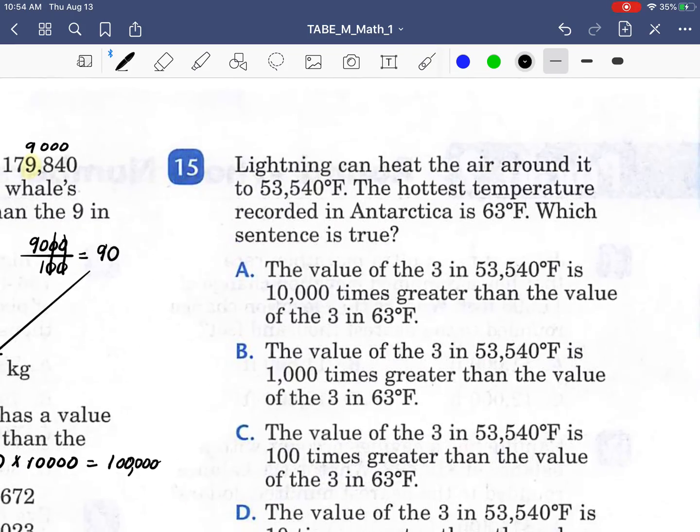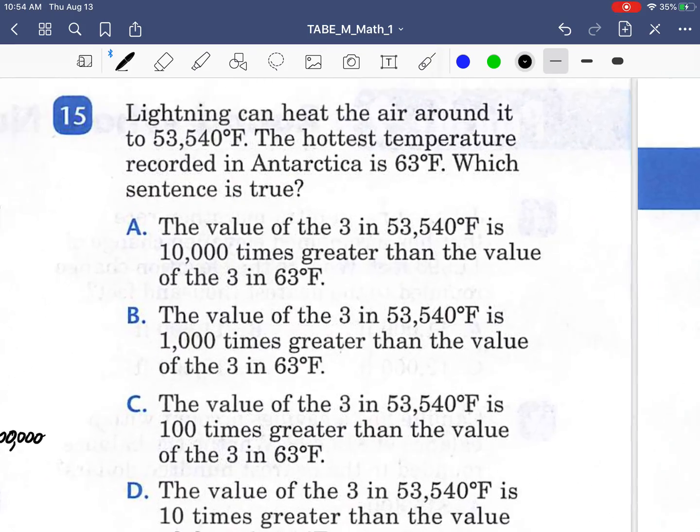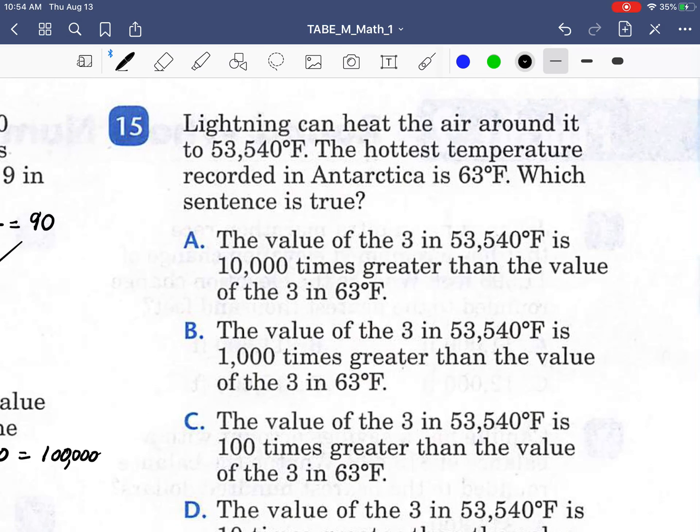Number 15. I like this question. It's just interesting information. Lightning can heat the air around it to 53,540 degrees Fahrenheit. The hottest temperature recorded in Antarctica, or the South Pole, is 63 degrees. Which sentence is true?